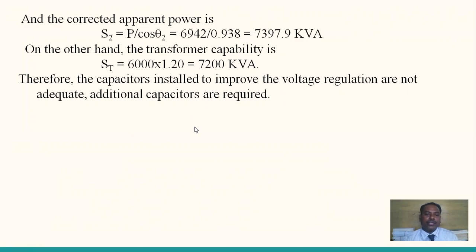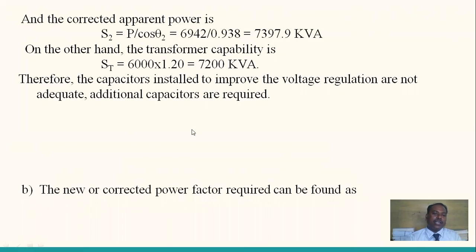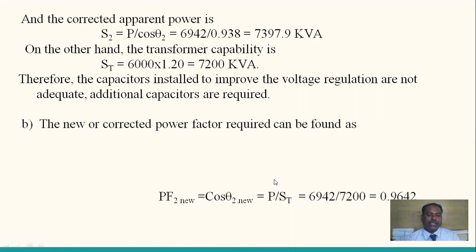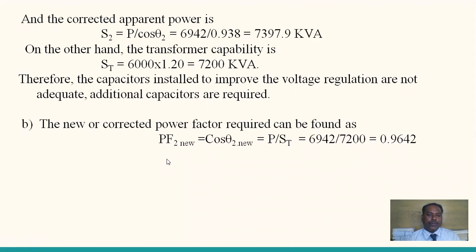So additional capacitors are required. What is the new or corrected power factor required can be found as the new power factor, cos phi 2 new, which is equal to P by ST. The 6942 is the real power, constant, divided by the transformer thermal capability rating of 7200, which is equal to 0.9642. This is the new corrected power factor.